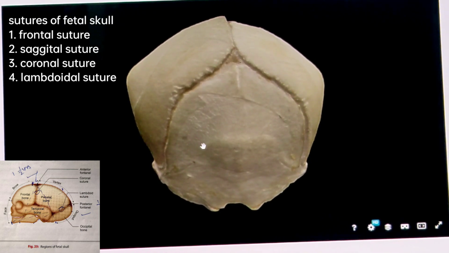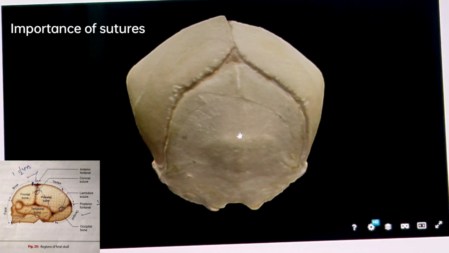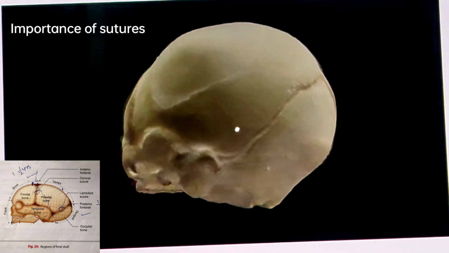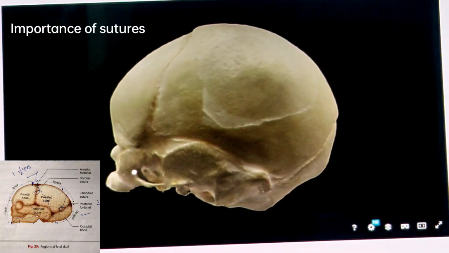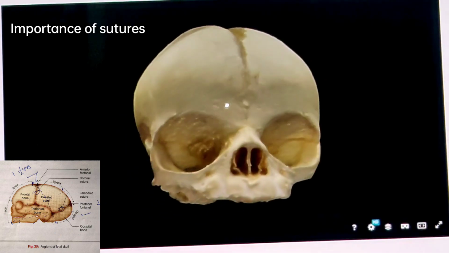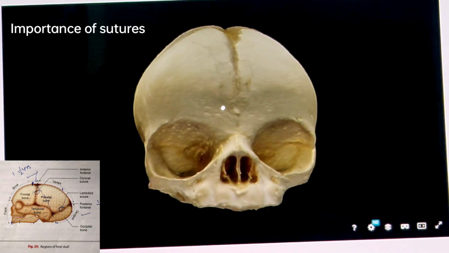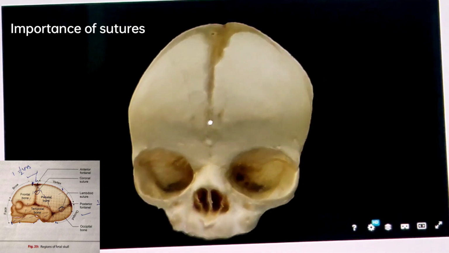Now, what is the importance of the sutures? It permits gliding movement of one bone over the other during the molding of the head. What does the suture do? It permits gliding movement of one bone over the other during the molding of the head.